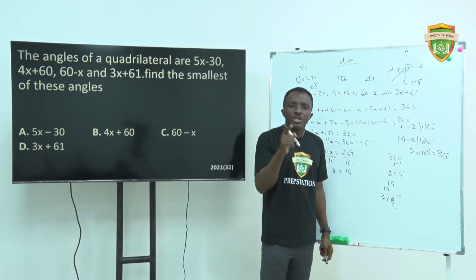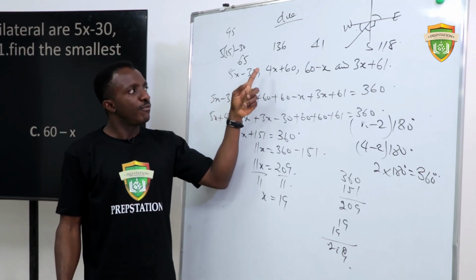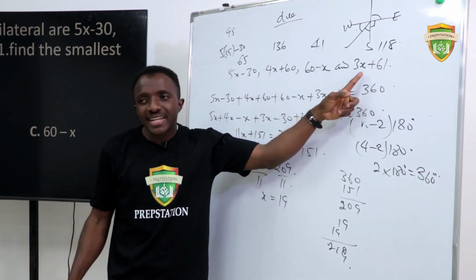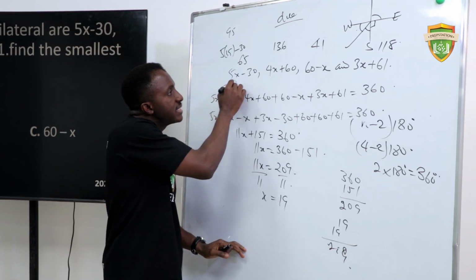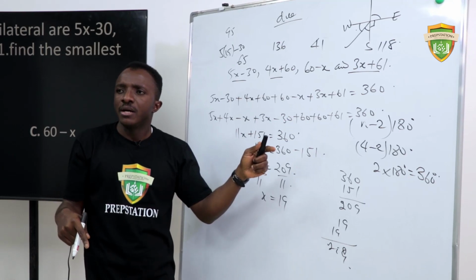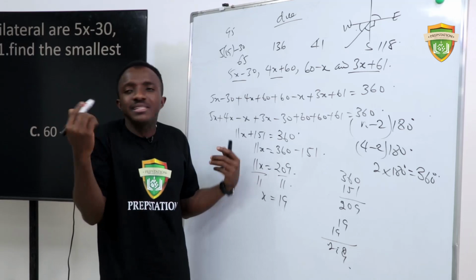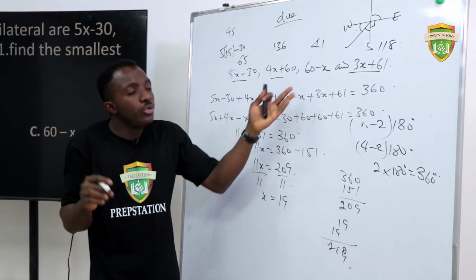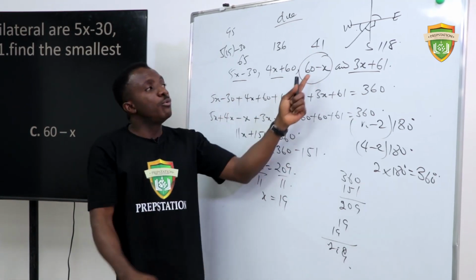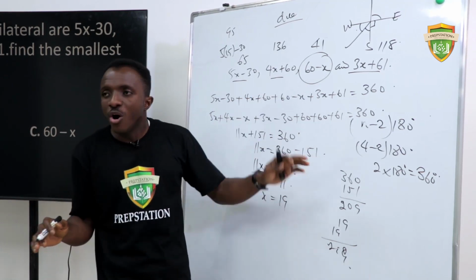But I told you about giving you a shortcut. Now look at all the angles. 5x minus 30. 4x plus 60. 60 minus x. 3x plus 61. Notice that this, and this are a multiple of x, whereas this one is subtracted from 60. So ideally, without even using your pencil, you can tell the answer to this question. This is the answer, because whatever you have as x will be subtracted from 60. So that's the shortest cut. You can save yourself the stress of going through all of this.